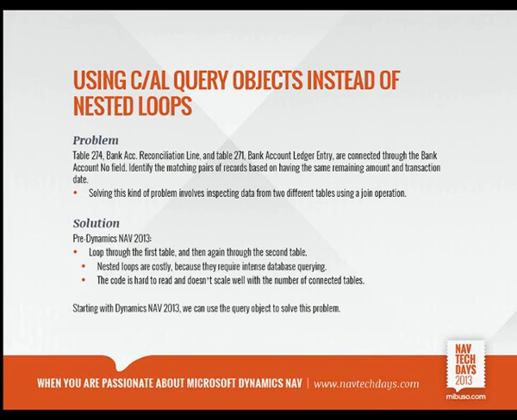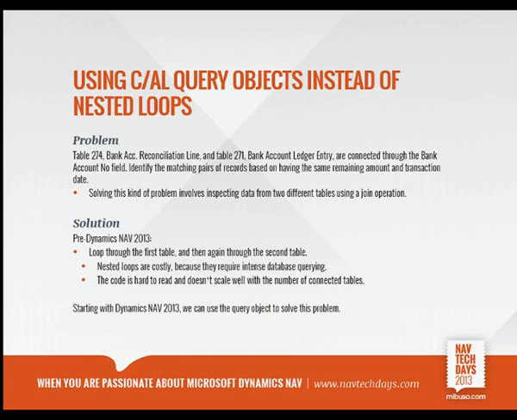How would you do it before we had queries? You would have to loop through the first table, and then for each record in the first table, you would have to loop through the second table. But this means you have a nested loop. This is pretty costly because you have a lot of back and forth to the database. And it's also not really scalable, because if you imagine having this problem with 3 connected tables, you end up with 2 nested loops. So the complexity of the code really increases.